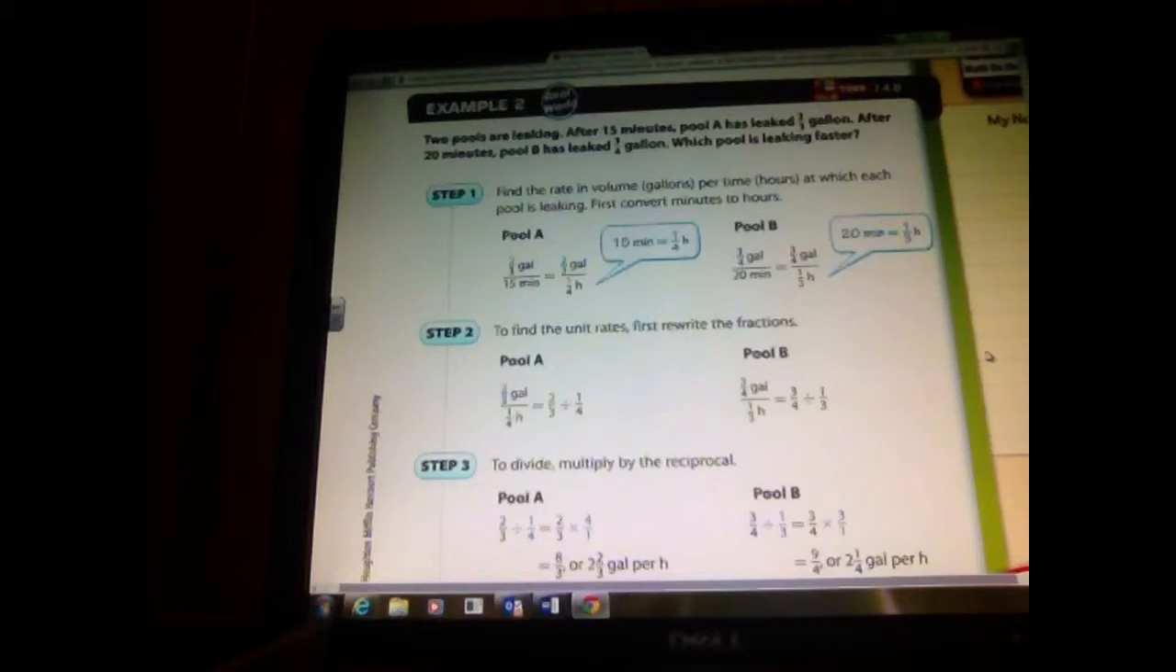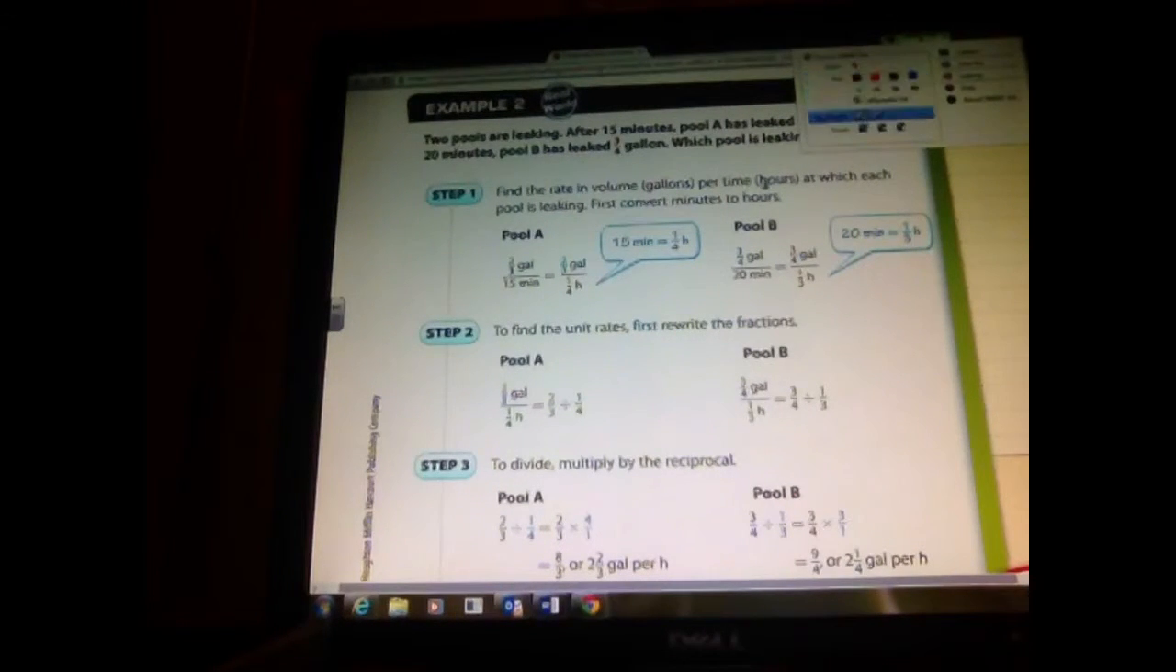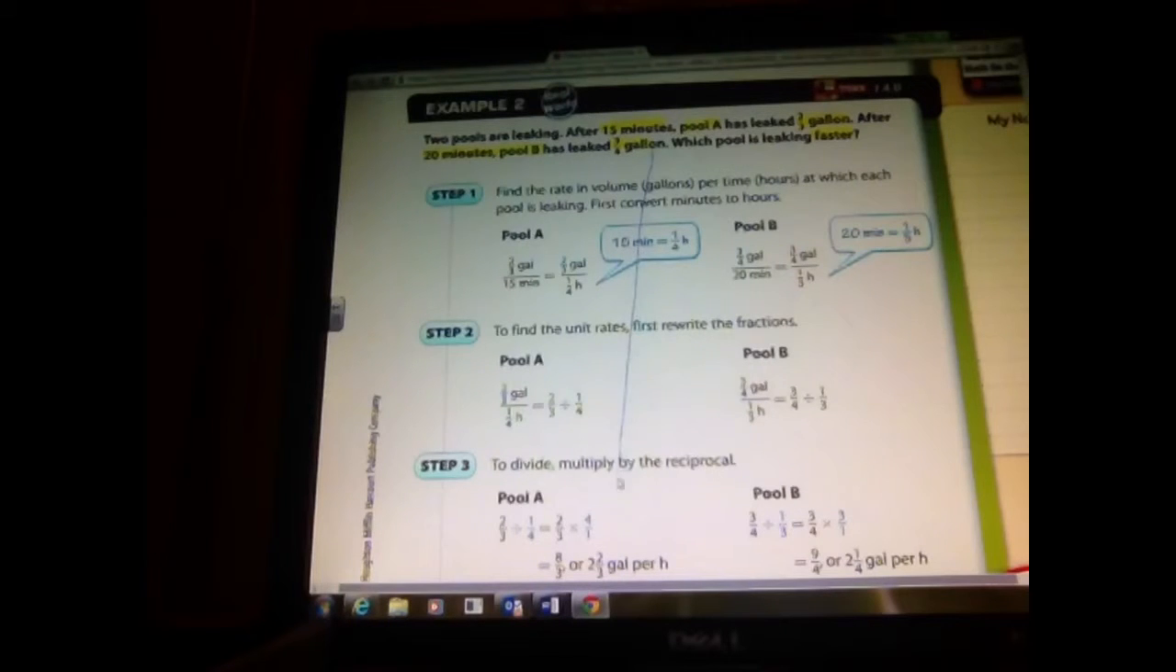All right, I scrolled down just a little bit, and I'm looking at example 2. It says 2 pools are leaking. After 15 minutes, Pool A has leaked 2/3 of a gallon. Let's highlight that important information. After 20 minutes, Pool B has leaked 3/4 of a gallon. Which pool is leaking faster? So I want the one that's doing it faster. So we're going to set it up as 2 separate problems. In fact, I drew a line right down the middle.